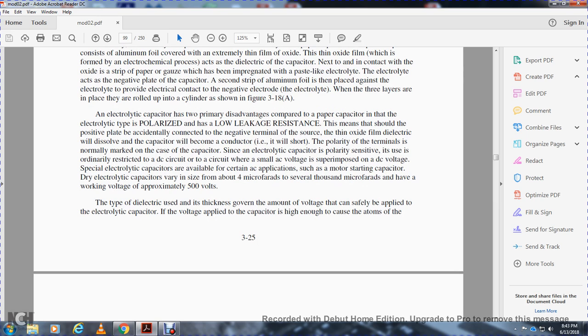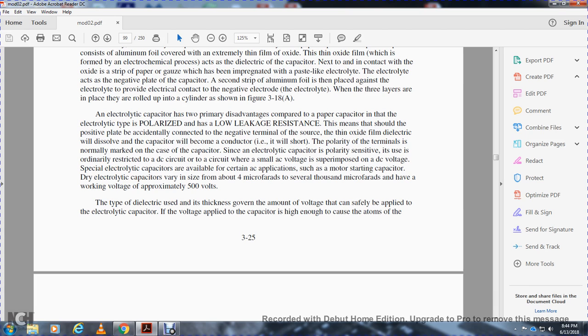The electrolytic capacitor has a primary disadvantage compared to the paper capacitor in that it is polarized and has lower leakage resistance. This means that if the positive plate is accidentally connected to the negative terminal of the source, the thin oxide film dielectric of the capacitor will become a conductor. It will short the polarity terminals. There is a marking on the case of the capacitor. Such electrolytic capacitors are sensitive to polarity.